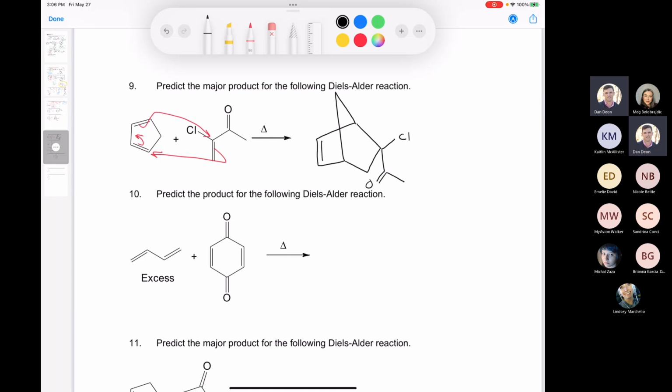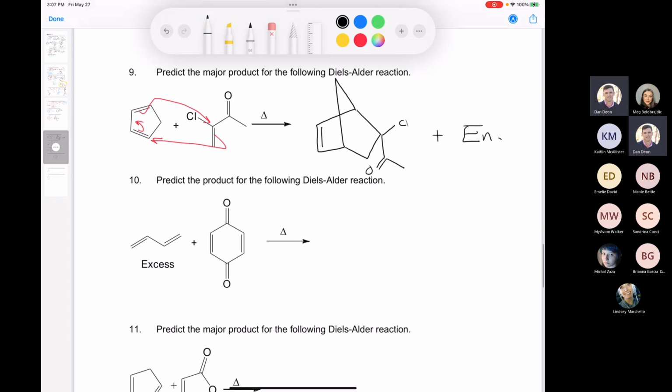Now, of course, I can also get the enantiomer of this molecule because I could have had the dienophile written like that, or I could have put it like this. Either way, I'm going to get a product, and they're going to be enantiomers of each other. So let me just erase that and we'll put over here plus the enantiomer.